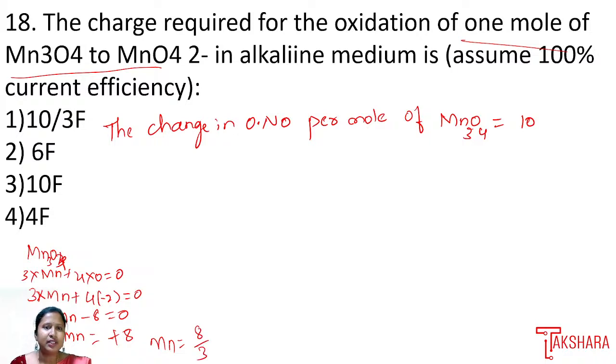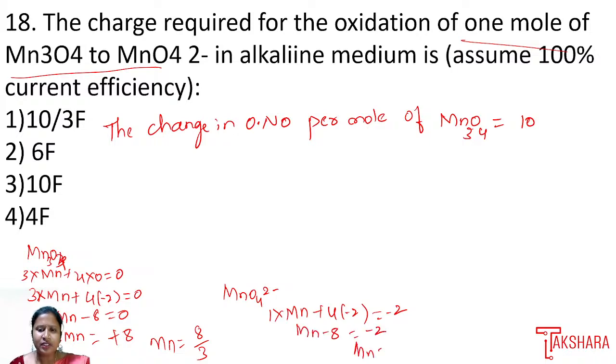Okay, so then similarly if we calculate the oxidation number for MnO4 2 minus, 1 into Mn plus 4 into minus 2 is equal to minus 2. So Mn minus 8 is equal to minus 2. Mn is equal to minus 2 plus 8. Mn is equal to plus 6. Okay, so here, this is not Mn3O4, this is Mn2O4. Sorry, this is Mn2O4.